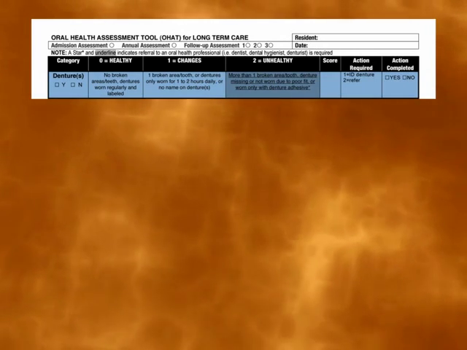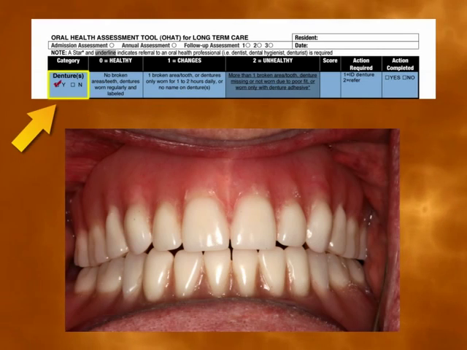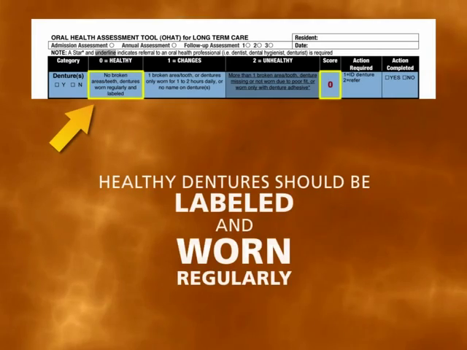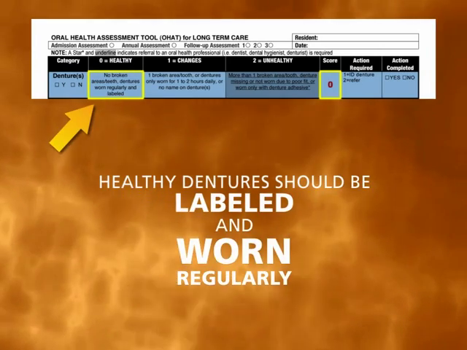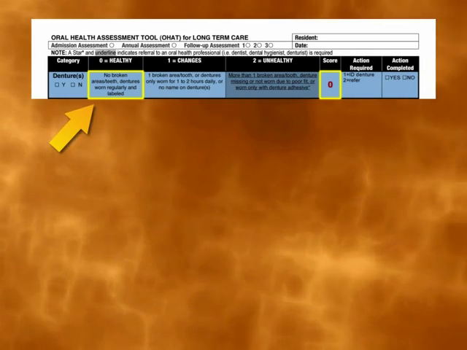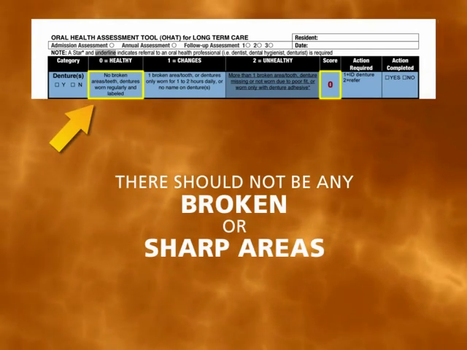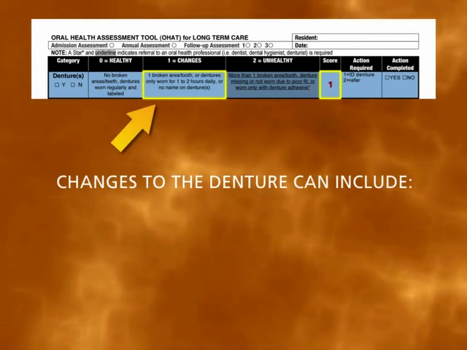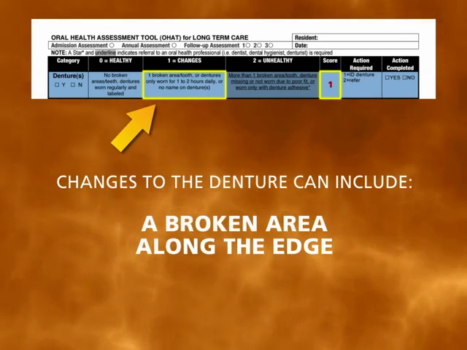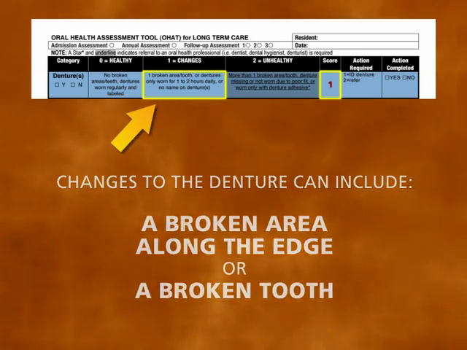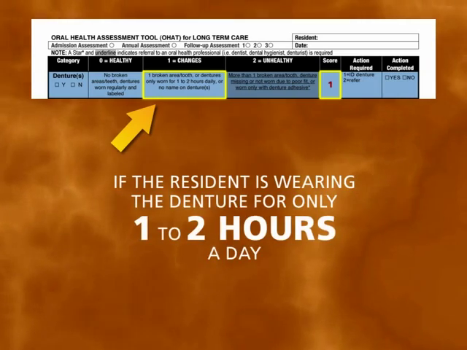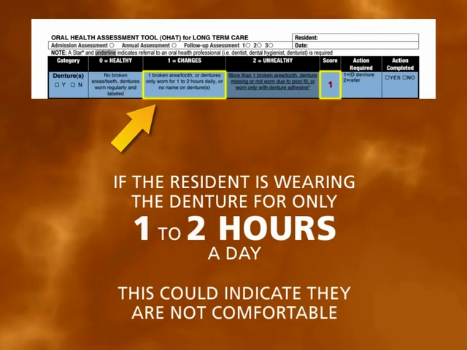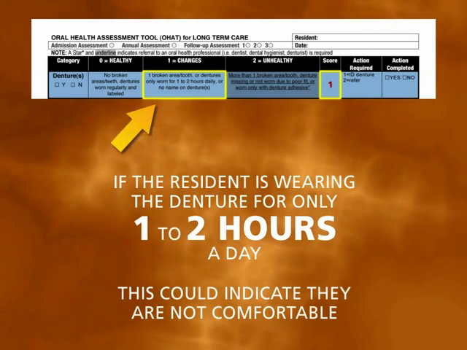Dentures. Whether or not the resident has dentures should be noted on the assessment tool. Healthy dentures should be labeled and worn regularly. There should not be any broken or sharp areas on the denture. Changes to the denture can include a broken area along the edge or a broken tooth. If the resident is only wearing the dentures for 1 to 2 hours a day, this could be an indication that they are not comfortable and should be noted.